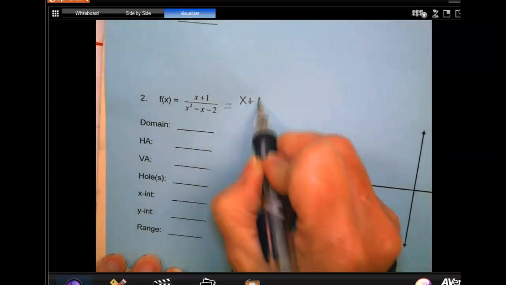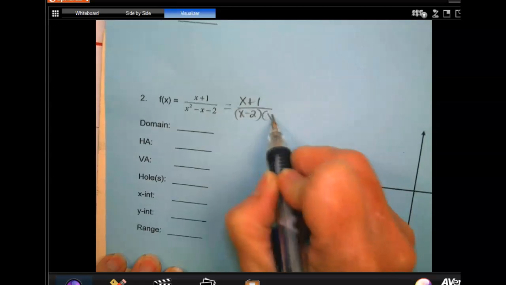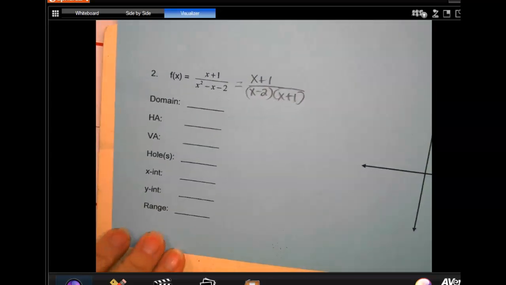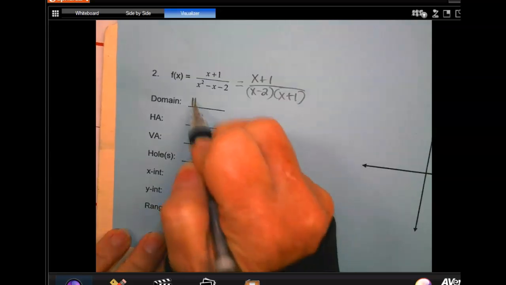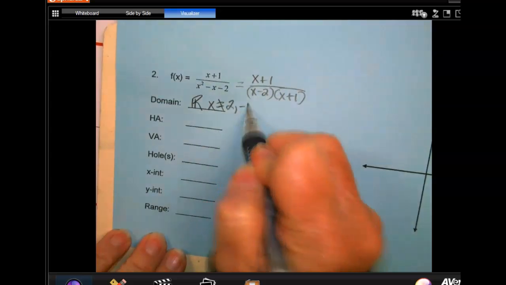I'm going to factor, so I get x plus 1 over x minus 2 times x plus 1. And from there, before I do anything, we do the domain, right? And so what makes the bottom 0? So we can't have 2 and negative 1.